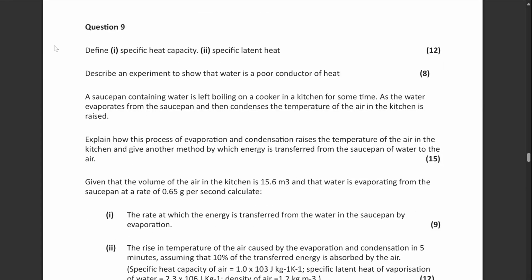Okay, another specific heat capacity, specific latent heat. Okay, saucepan is what. Okay, it's fine.